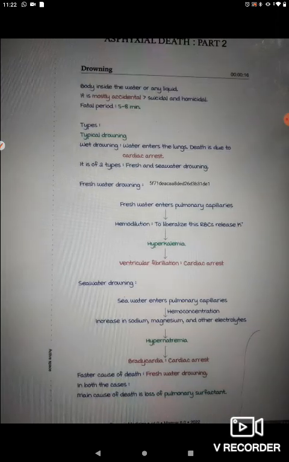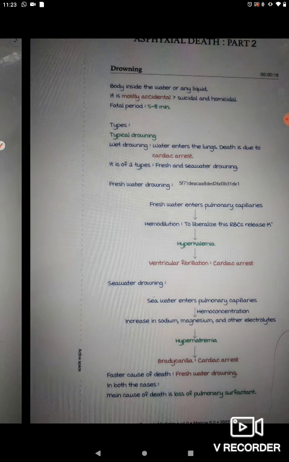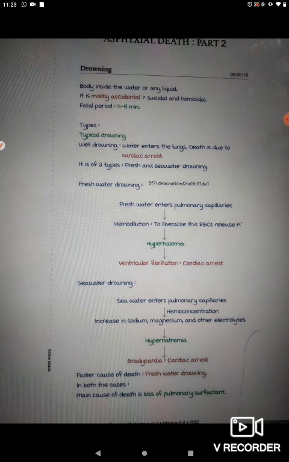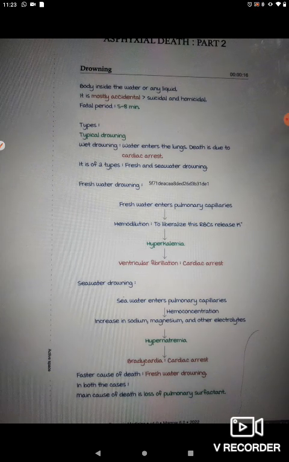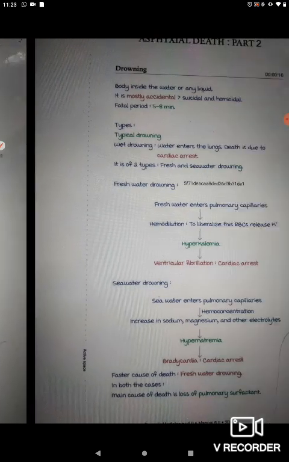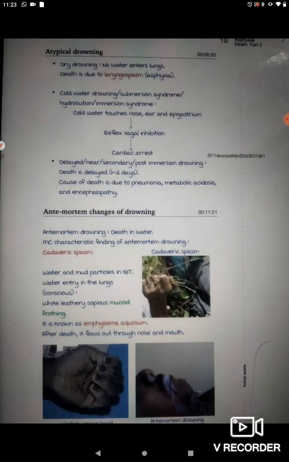So what all we have seen in this chapter, we have seen drowning. We have seen typical drowning and atypical drowning. Typical drowning, we see freshwater and seawater drowning. Freshwater drowning is because of hyperkalemia and ventricular fibrillation. Seawater is due to hypernatremia and bradycardia and loss of pulmonary surfactant. And it takes 5 to 8 minutes, mostly accidental cases.